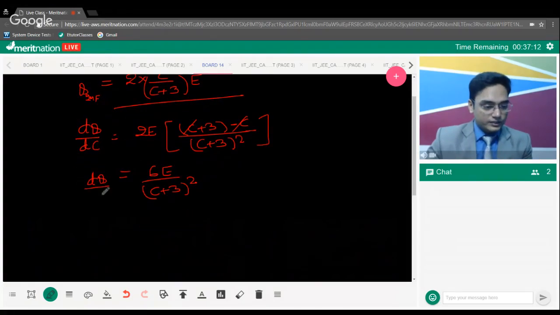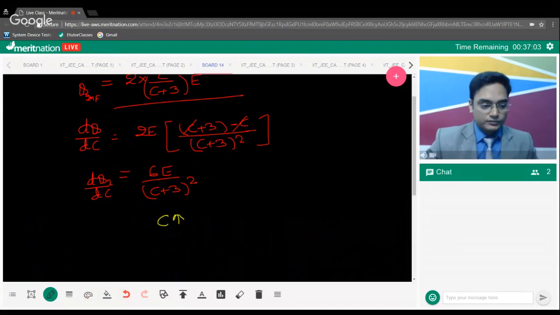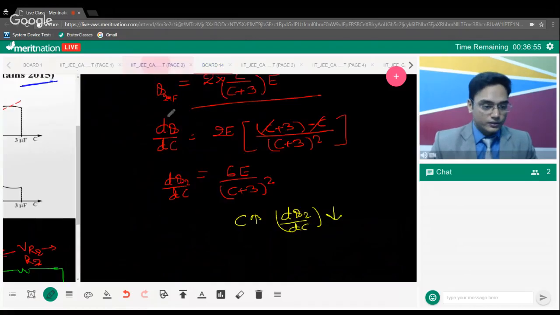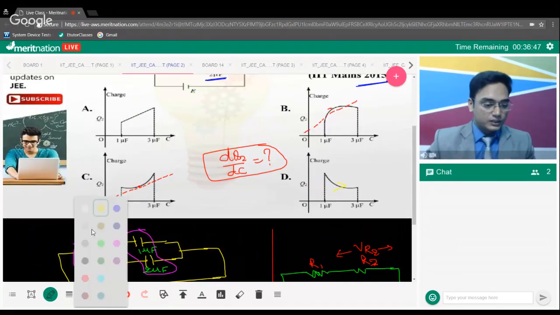Basically, this is dq2, meaning charge across the 2 microfarad capacitor. Now if c is increasing, obviously dq2 by dc, the slope, will decrease. So among options A, B, C, we will not take option D, because here charge is decreasing, but in actual, charge will increase.